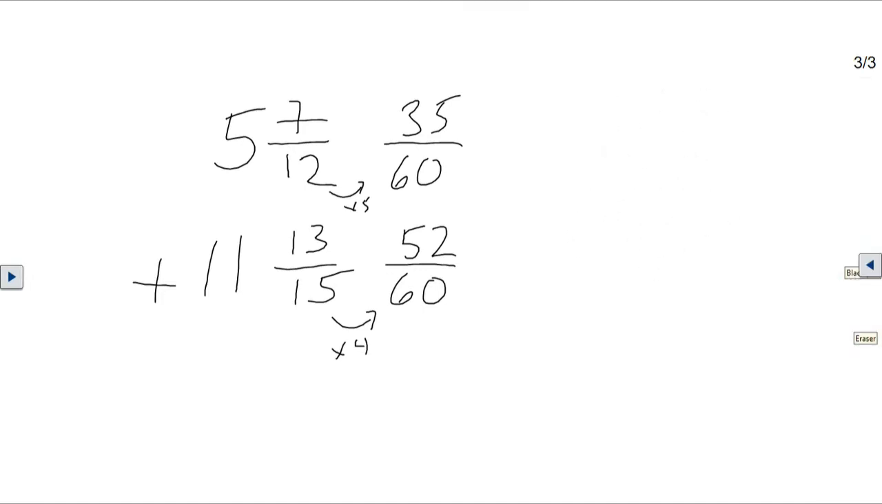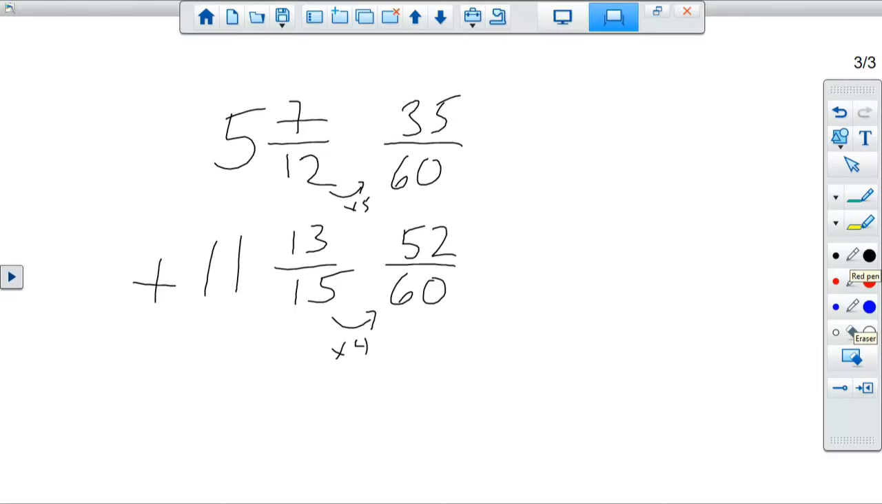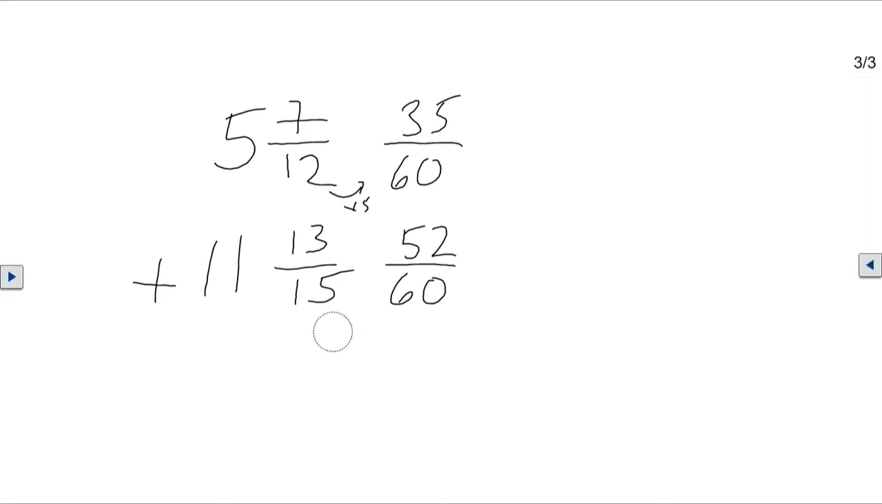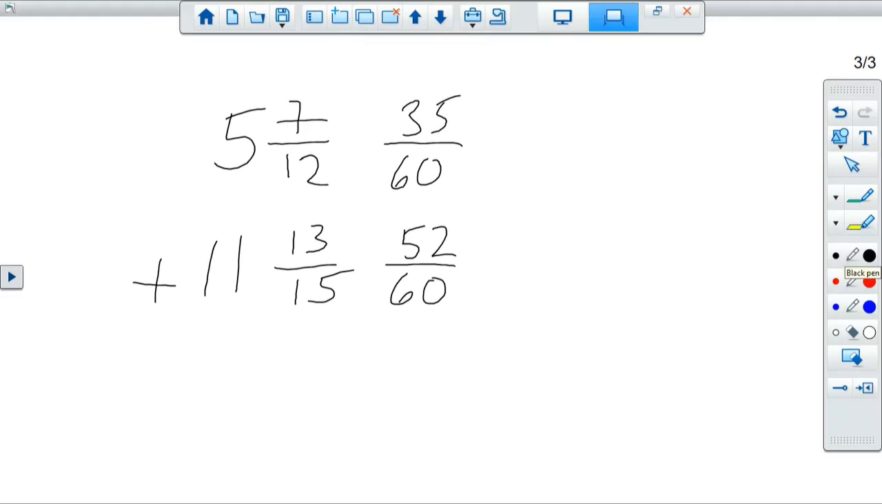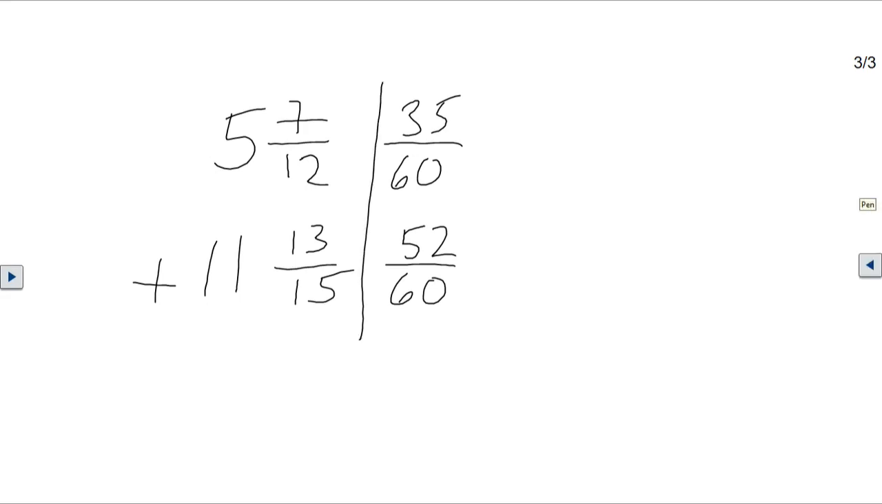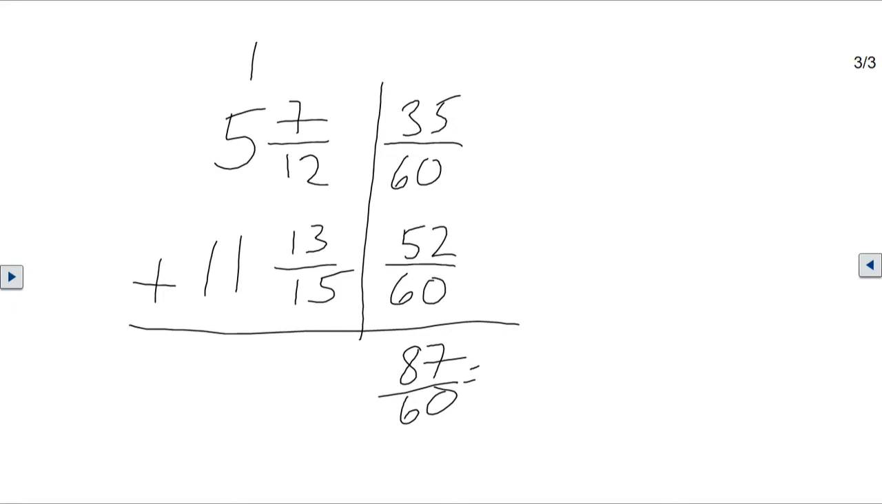Let me get rid of this so it's out of the way. We're going to start by adding our fraction part first. So 35 and 52 make 87/60ths, and 87/60ths is equal to 1 and 27/60ths, so I'm going to carry the 1 here, and 27/60ths.